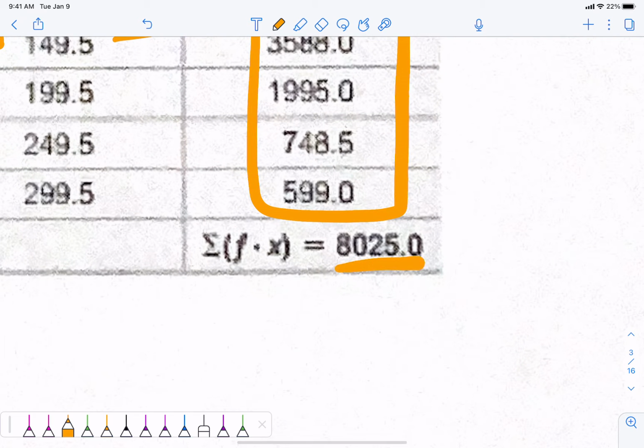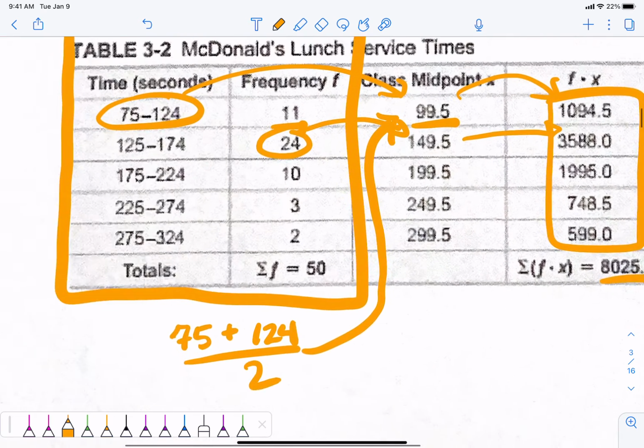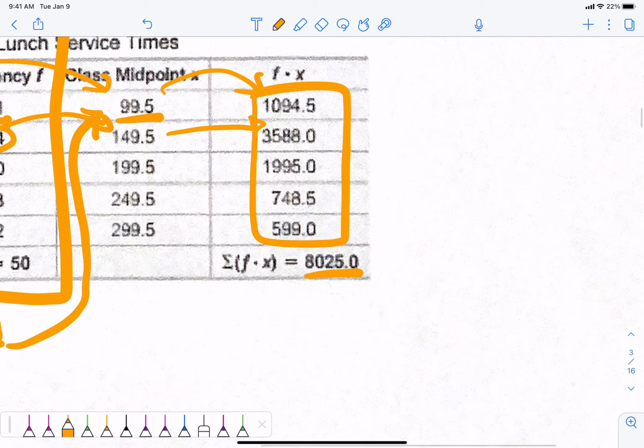But is that the average? 8,025 seconds for me to get my meal? That's all of them added together, but then we have to divide by 50 because there's 50 people that we're doing, right?